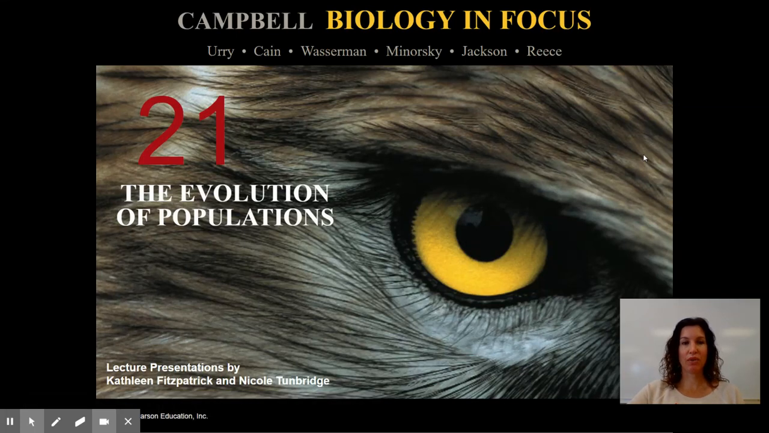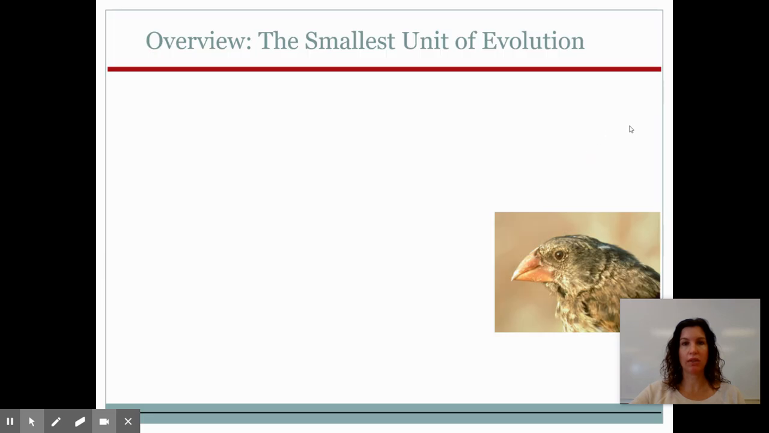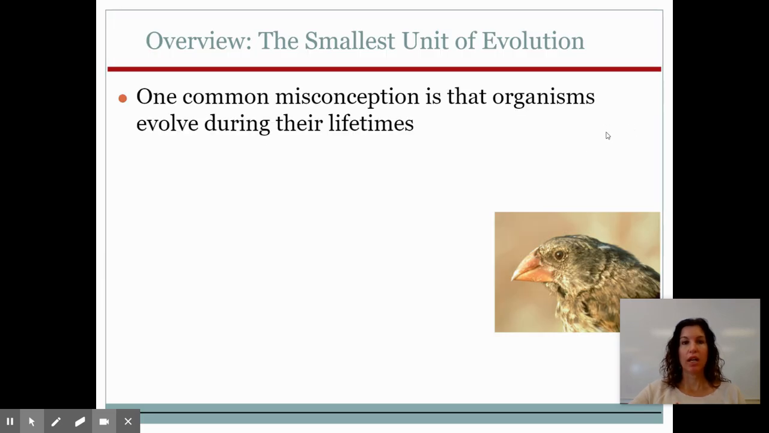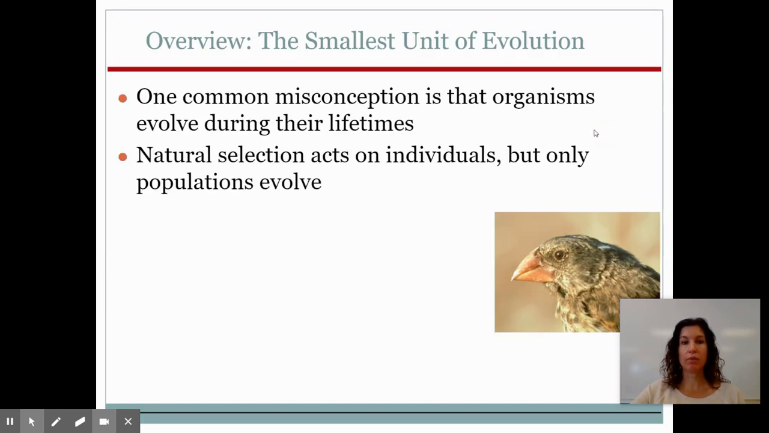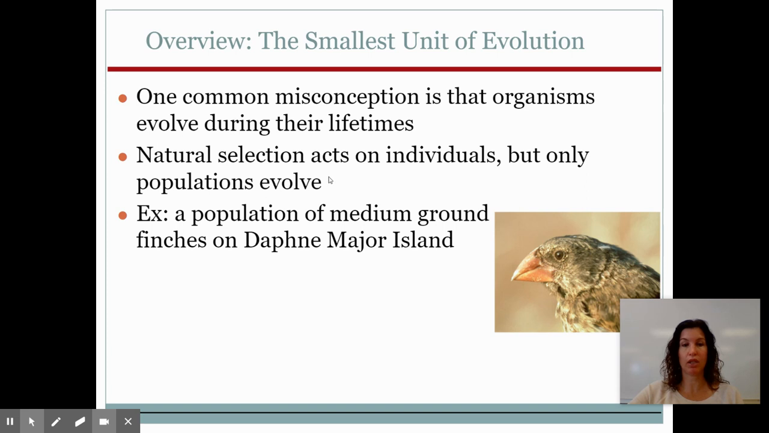Hey guys, here is the overview video of chapter 21 about the evolution of populations. Just a reminder that organisms cannot evolve during their lifetime. The smallest unit of evolution is a population. So only populations evolve. Natural selection does act on individuals, but again, those individuals themselves cannot evolve, only the population.